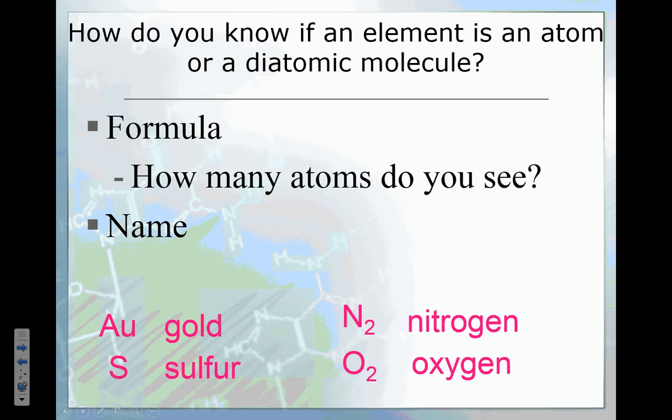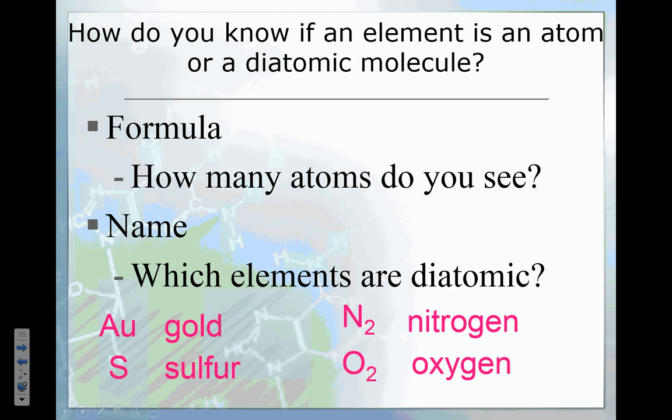Now with names, notice it doesn't really matter. All of the elemental substances have the same name as the element does. So it really didn't matter if they were diatomic or not. N2 is still called nitrogen, O2 is still called oxygen. But from a formula point of view, it makes a difference because you've got more atoms.